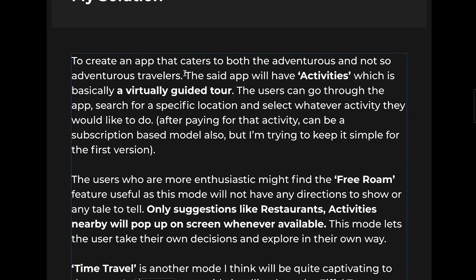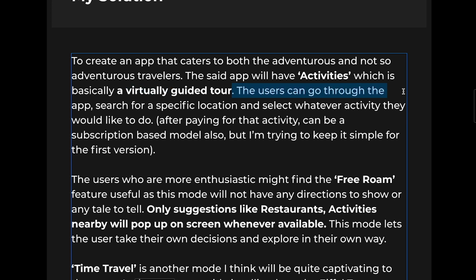So the said app will have activities, which is a virtually guided tour. Now it's very clear as to what activities really means, and basically a virtually guided tour. Now he's used the wrong term virtually over here because virtually basically means experiencing something from a different place altogether, right? It's like being on a trip but staying at home, right? That is sort of what virtually means. So this is technically the wrong word to use.